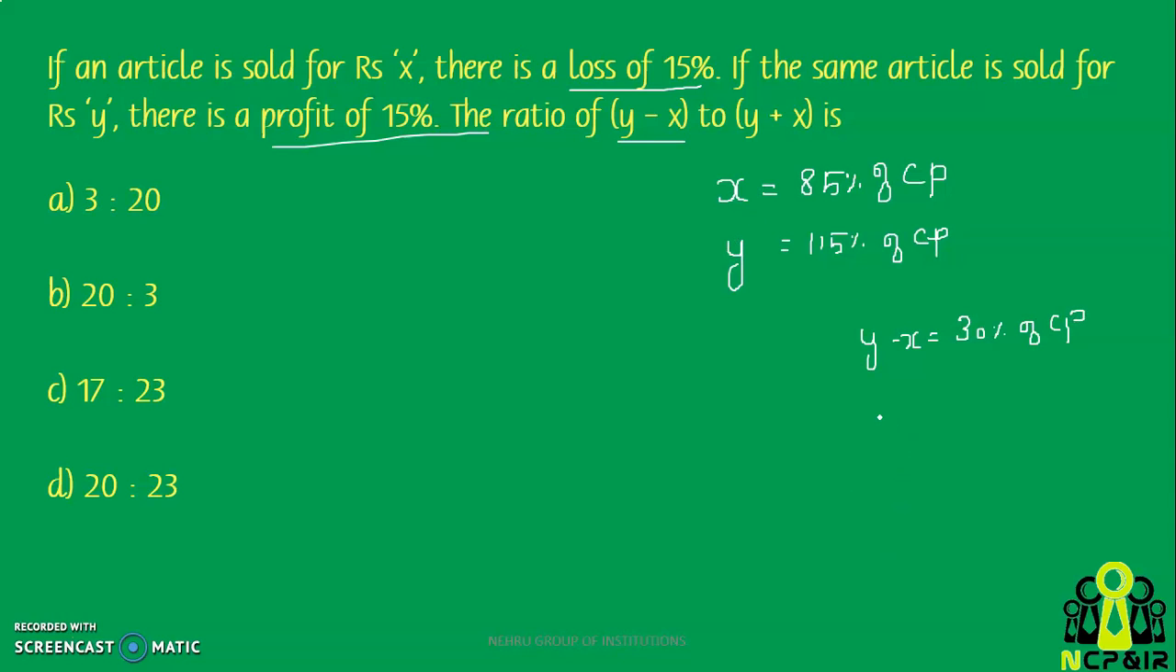And Y plus X will be 115 plus 85, that will be 200% of cost price. So what we need is Y minus X is to Y plus X, that will be 30% is to 200%. Eliminating, you get 3:20 as the answer. Option A will be the answer here. So this is a very simple one. When you look at the problem, it might look complicated, but this is quite simple.